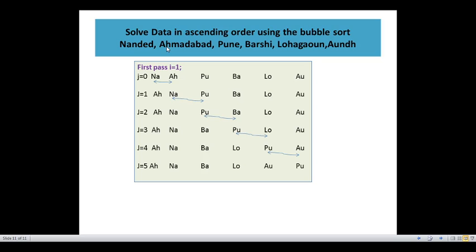But here this A is also starting with A, and this is also starting with A. So I am taking the first two characters of each string: Nanded, Ahmedabad, Pune, Barshi, Lohgaon, Aund. Okay. Consider only these and apply the sorting algorithm. How many elements? 3 plus 3, 6. Okay, here are 6 elements. The number of passes required is 5. Okay, you can do it. See, do till j equals 4.